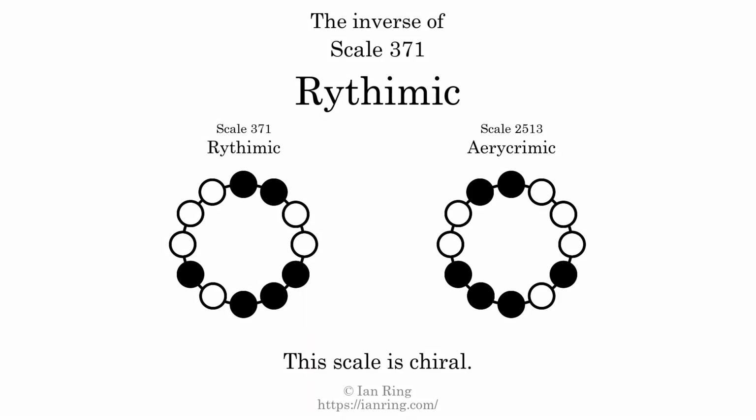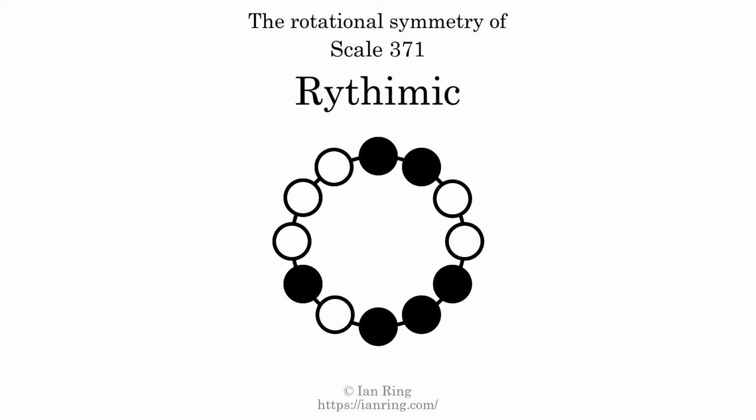The inverse of a scale is a mirror image. It is what you get when the sequence of intervals is reversed. The inverse of this scale is scale 2513, also known as Rythimic. This scale is chiral. It cannot transform into its inverse by rotational transformation. This scale has no rotational symmetry.